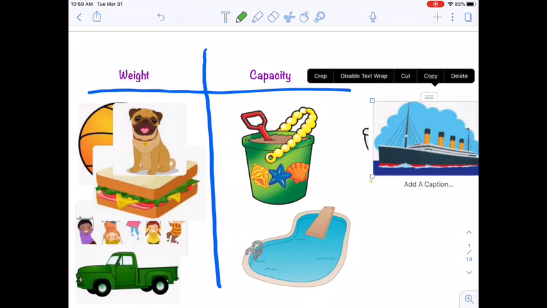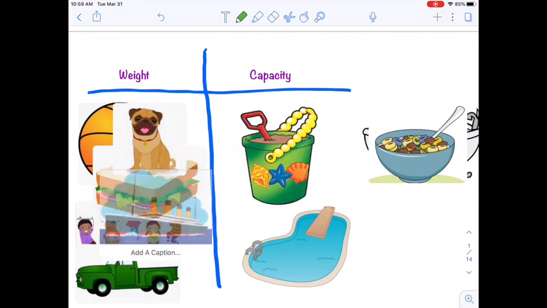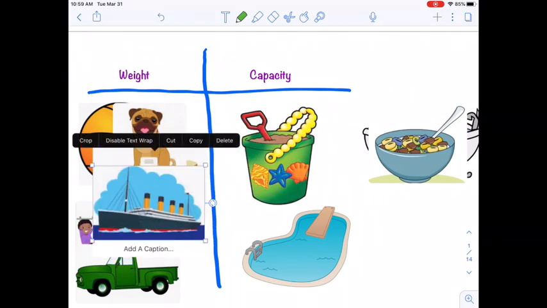How about this great big ship? Am I talking about its capacity or how much it holds? Or am I talking about its weight, how heavy or how light it is? We would be talking about the weight of a ship, how heavy or how light it is.